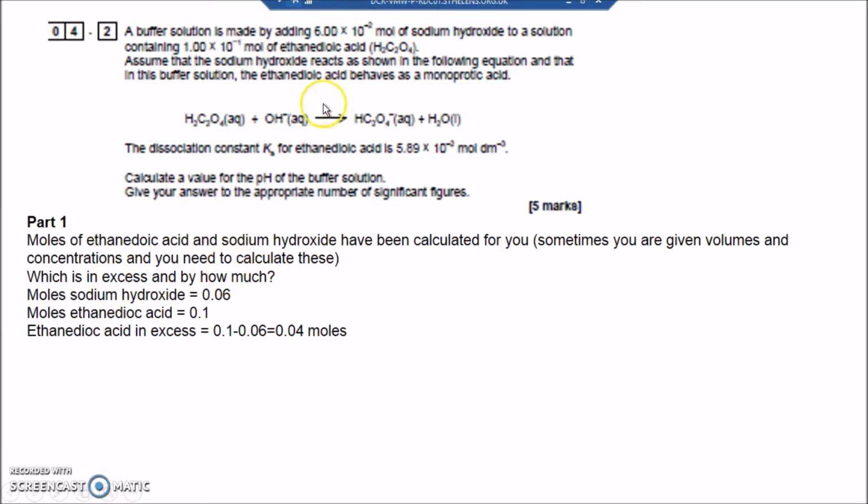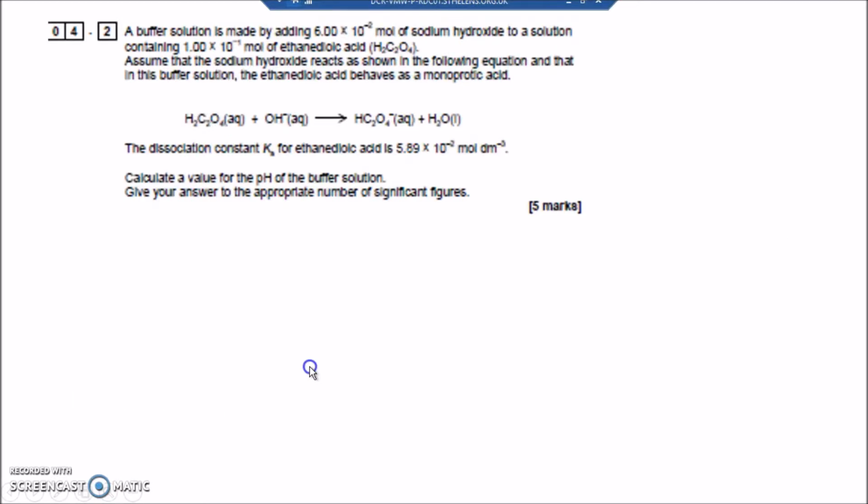Which is in excess and by how much? Moles of sodium hydroxide is 0.06, 6 times 10 to the minus 2. Moles of ethane dioic acid is 0.1. 1 mole of that reacts with 1 mole of that. So we can just subtract the two and we can work out the ethane dioic acid is in excess by, because that's a larger amount, 0.1 is larger than 0.06. There's 0.04 moles of ethane dioic acid in excess. That will get you a mark for a start.